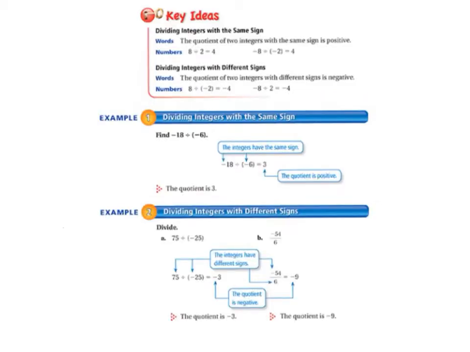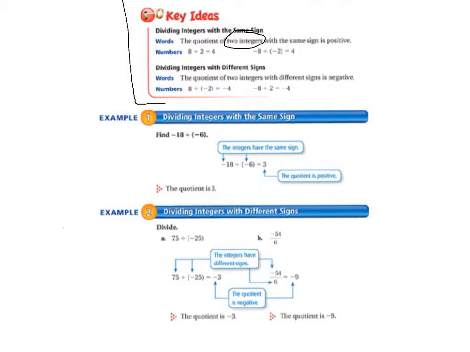Today we'll begin on page 30 of your math textbook, and you need to start by copying these key ideas at the top of your page into your math notebook. It says dividing integers with the same sign. The quotient of two integers with the same sign is positive. And it gives you some examples there. 8 divided by 2 equals 4, and negative 8 divided by negative 2 equals 4.